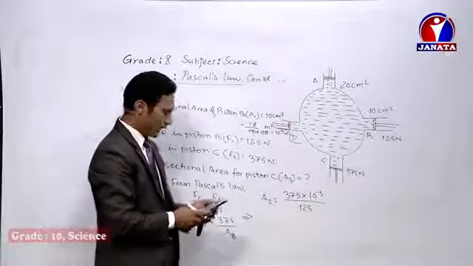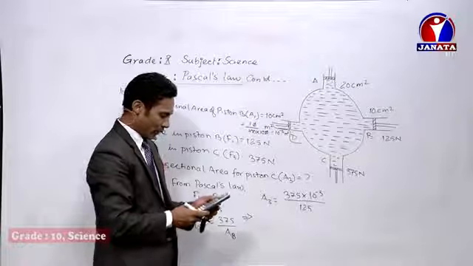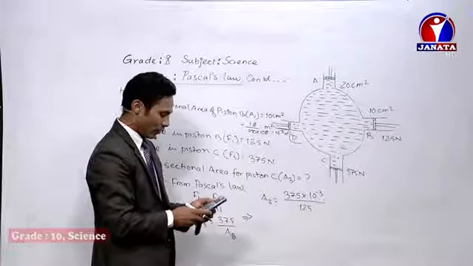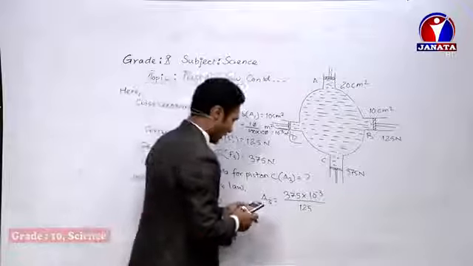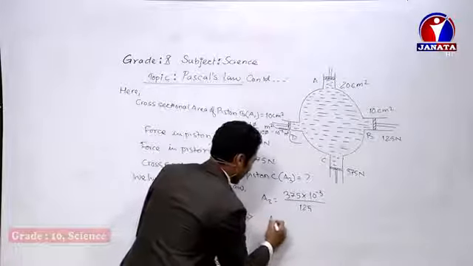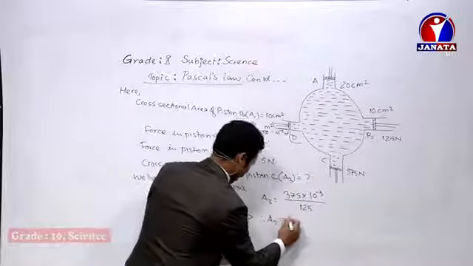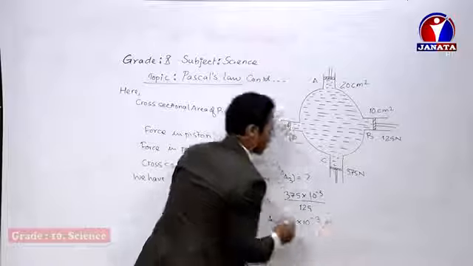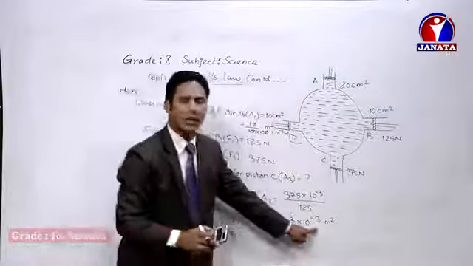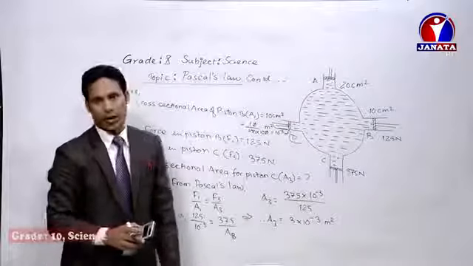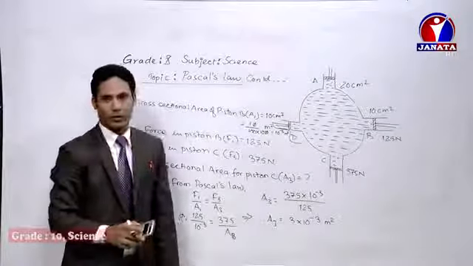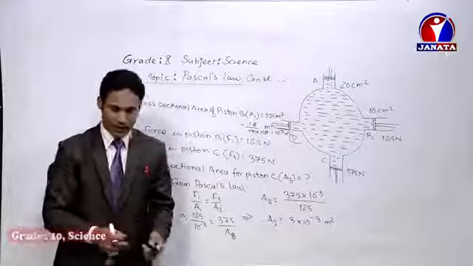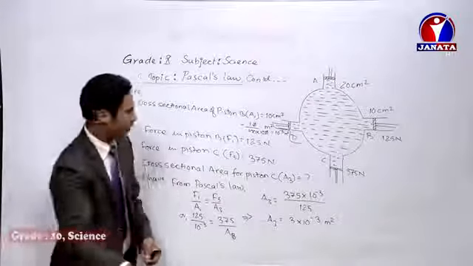So let's simplify this. 375 multiplied by 10 to the power minus 3, divided by 125. So it gives the answer. Therefore, the area of piston C, A3, equals 3 into 10 to the power minus 3 meter square. You can convert this into centimeter square also by multiplying by 100 into 100. So in this process, we can calculate the numerical problems related to Pascal's law. One more numerical problem is there. Let's check.